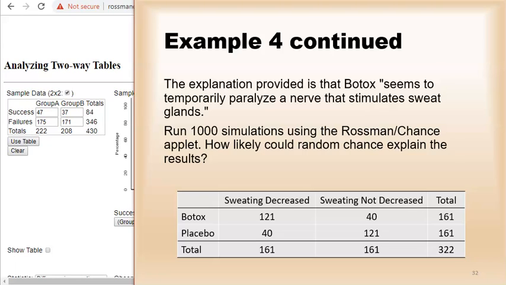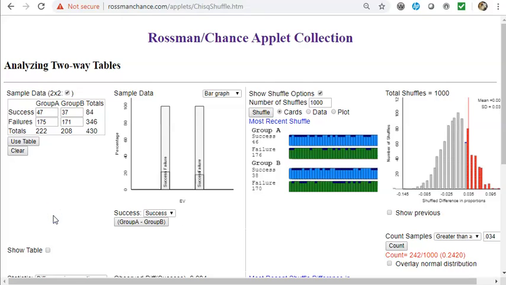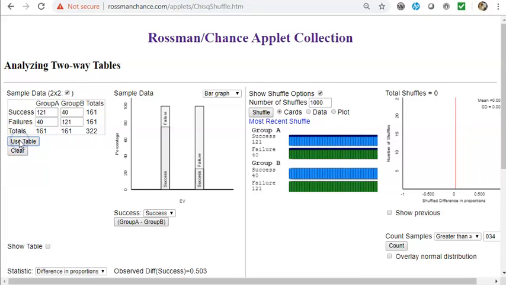Let's run 1,000 simulations using the Rossman Chance app. How likely could random chance explain the results of this table? So there's the Rossman Chance. I'll enter the table, 121, 40, 40, 121. Again, click the Use Table button. And we see the difference between them is about 50%. So there's a big difference between those.